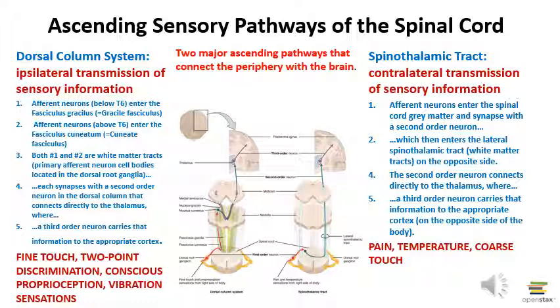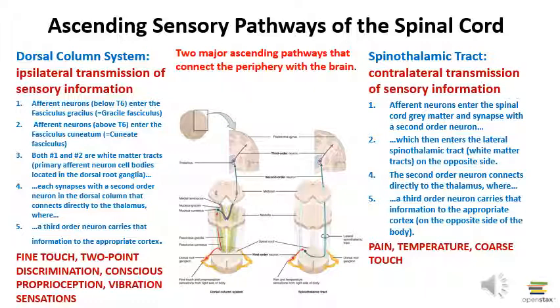Obviously, the further I move them apart, that winds up being 2-point discrimination. At some point, you will distinguish them as being two different sensations. Conscious proprioception, in other words, your balance and your position of your body and your detection of vibration, are all managed by this dorsal column system. And once again, it's all going to be ipsilateral transmission of information. What comes in on the right travels on the right. What comes in on the left travels on the left.